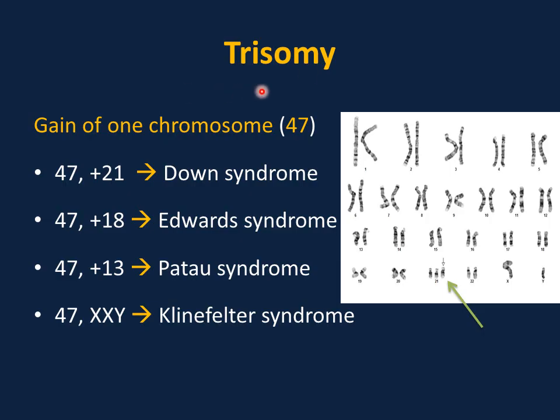The second most famous example of aneuploidy is trisomy, which is the gain of one chromosome. So you have 47 instead of 46 because of gaining one extra chromosome. If the extra one is in chromosome 21, this is well known as Down syndrome. An extra chromosome 18 is Edwards syndrome. An extra 13 is Patau syndrome. With an additional X in the sex chromosomes, this is well known as Klinefelter syndrome.